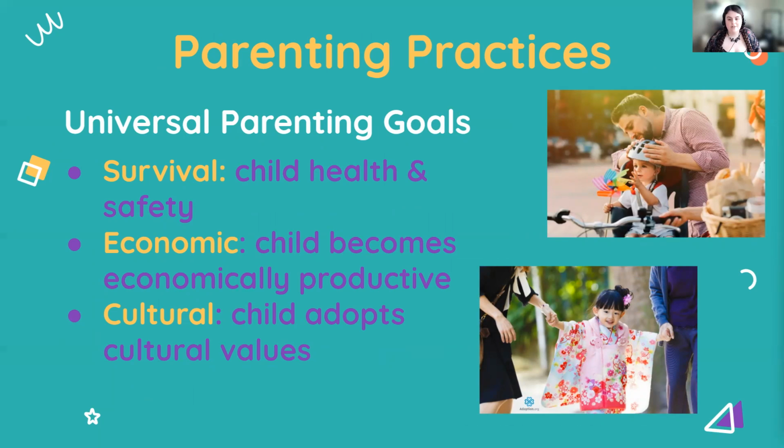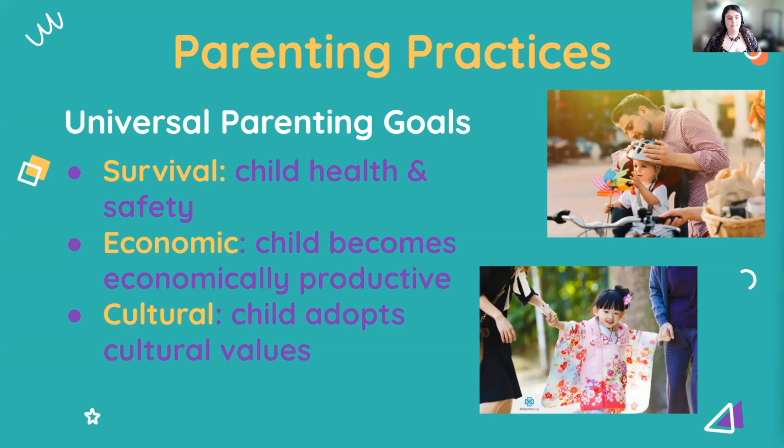This is accomplished by providing for their health and safety. Like the image here, putting a helmet on a small child would be one example, just ensuring their health and safety. Second goal is the economic goal. So this is to ensure that children acquire skills needed to be economically productive adults. This is typically another goal that is shared by parents. And lastly, the cultural goal. So this is to ensure that children acquire the basic cultural values of the group. So those are three universal parenting goals.